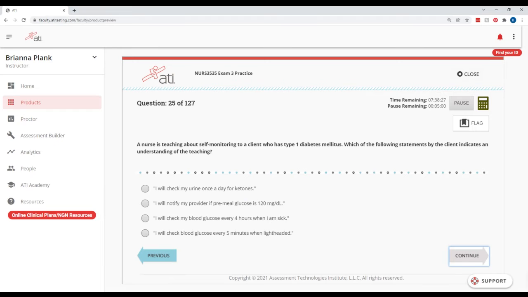Okay, diabetic, they're self-monitoring, they're type 1 diabetic. Which one of these statements shows that they understand how they're going to take care of themselves at home? C and an A.